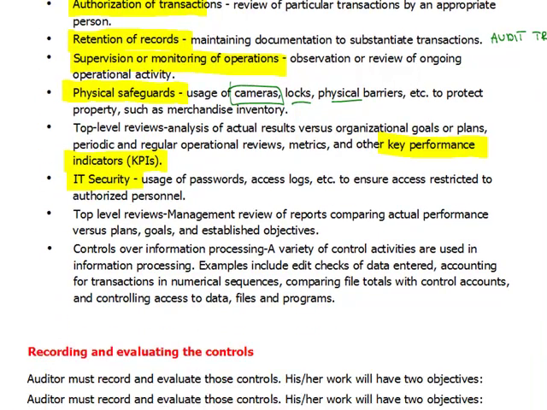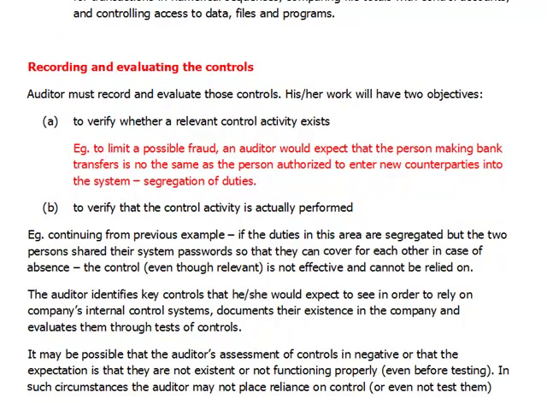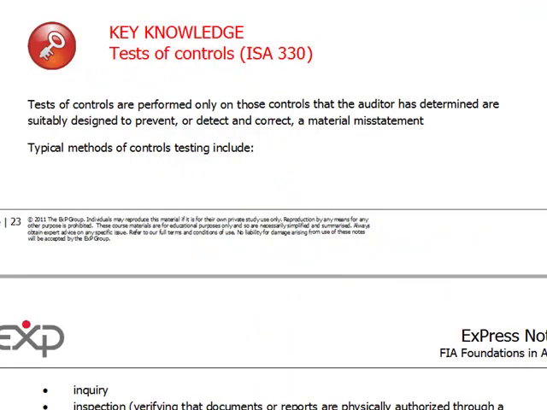Now, if we go down to page 23, you will see another section of this chapter called Tests of Controls. That's part of International Standard on Auditing 330. We know now what internal control is, we know why it is important, and we know what we would expect in terms of best practices in terms of internal controls. Now, how do we test it? How does the auditor test it?